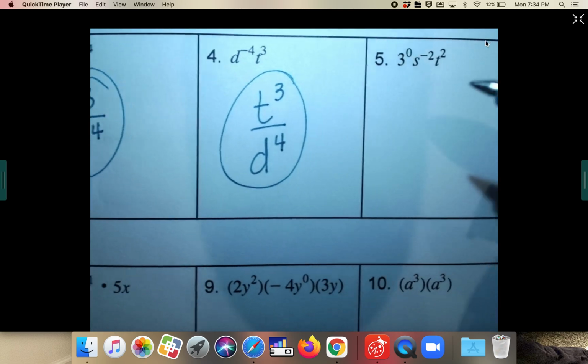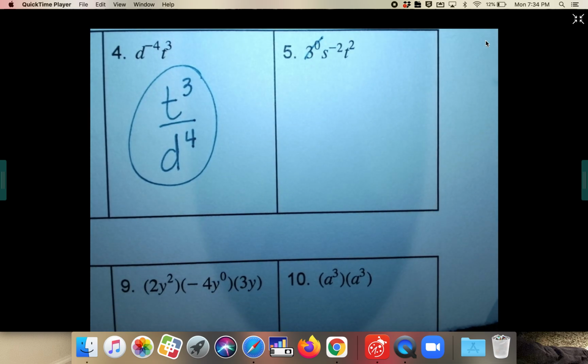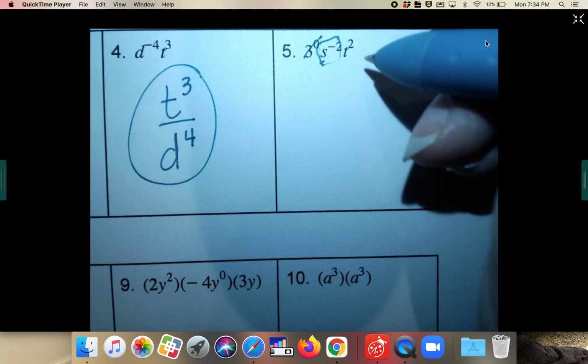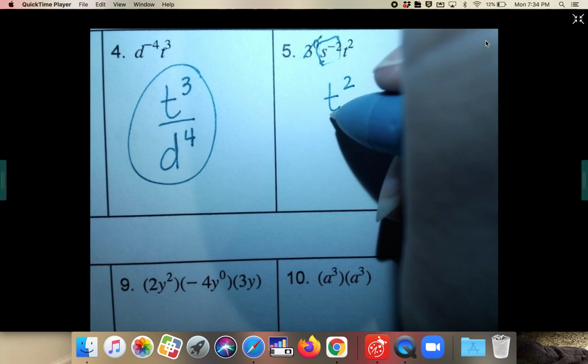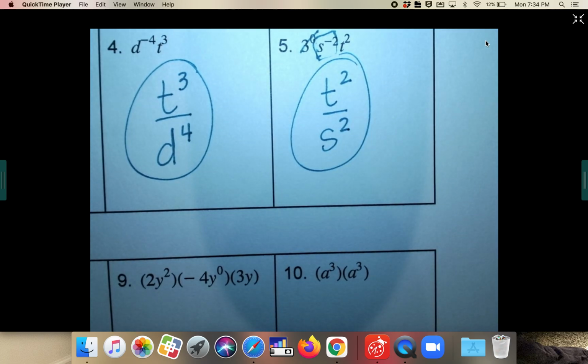Okay, number 5, that's going to be 1, so I'm going to cross it out. S to the -2 is going to flip to the bottom. T squared is going to stay put. S now is +2 at the bottom.